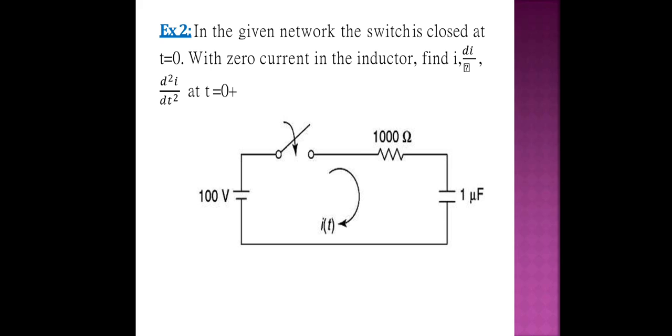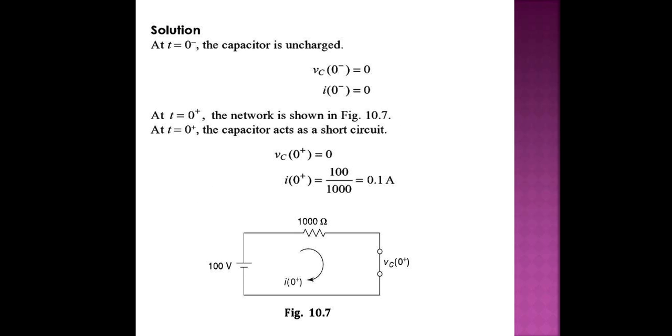Similarly, whatever the circuit components are, the capacitor is short circuited at t equal to 0 plus, and at t equal to infinity it is open circuit. So for this condition, I of 0 plus is equivalent to 0.1 A, because at t equal to 0 minus the capacitor is uncharged. Therefore Vc of 0 minus equal to 0, I of 0 minus equal to 0. We take the same approach as for the previous problem with the inductor and the resistor, the RL network, but here it is the RC network.